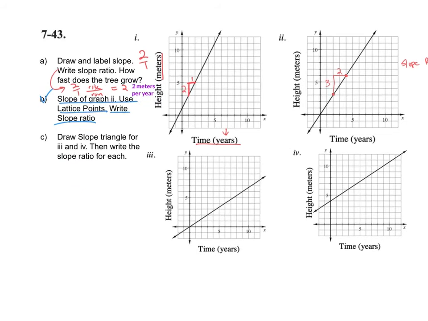Let's take a look at the third part, part C here. Draw the slope triangle for these two graphs here, and then write the slope ratio for each. Definitely convert that down to a unit rate as well. So pause the video here, draw that slope triangle, and write the slope ratio for graphs 3 and 4.